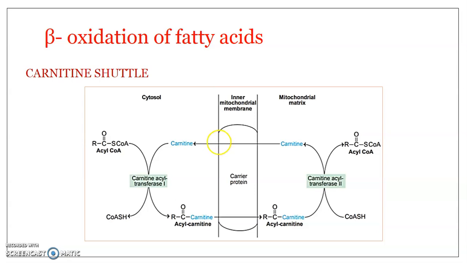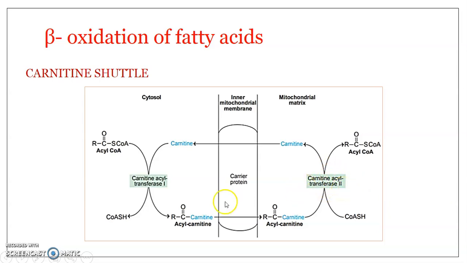Now, this transportation of carnitine back to the outer surface is also done with the help of the carrier protein carnitine translocase. Okay, now what happens here? This fatty acyl carnitine combines with coenzyme A and produces fatty acyl coenzyme A and carnitine. And this is also done by another carnitine acyl transferase, specifically CAT2.